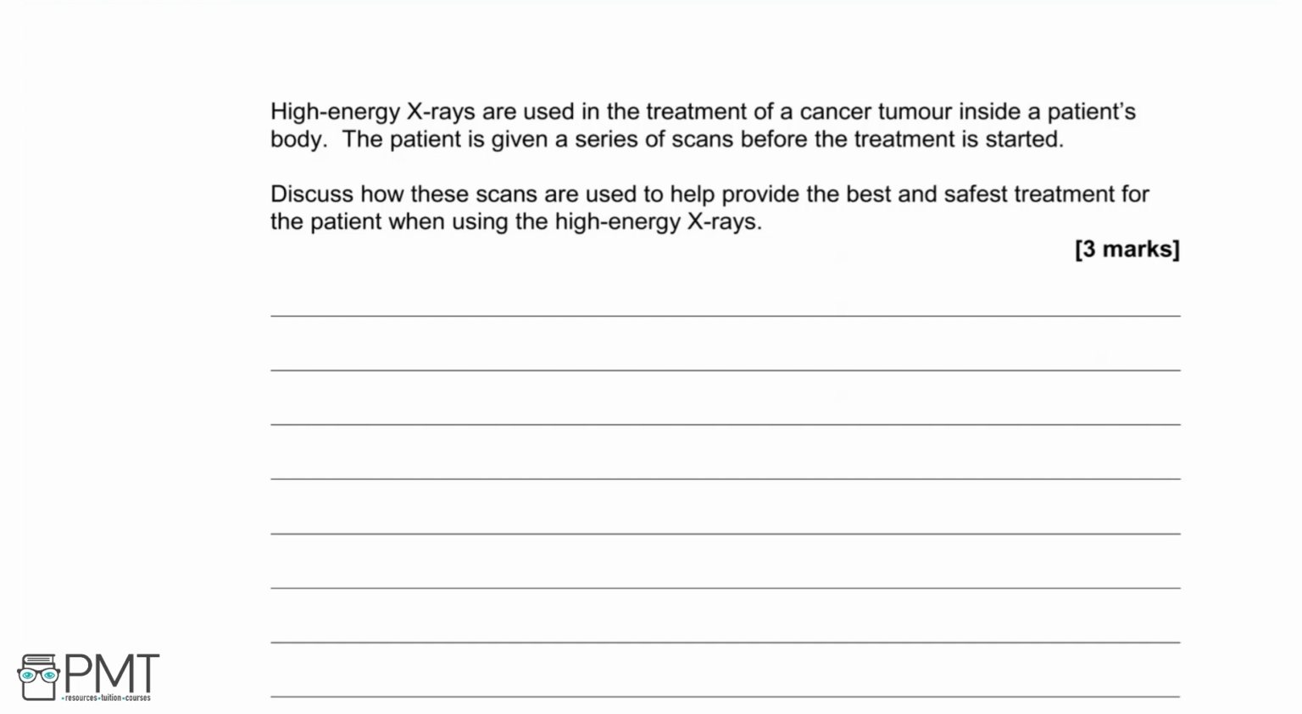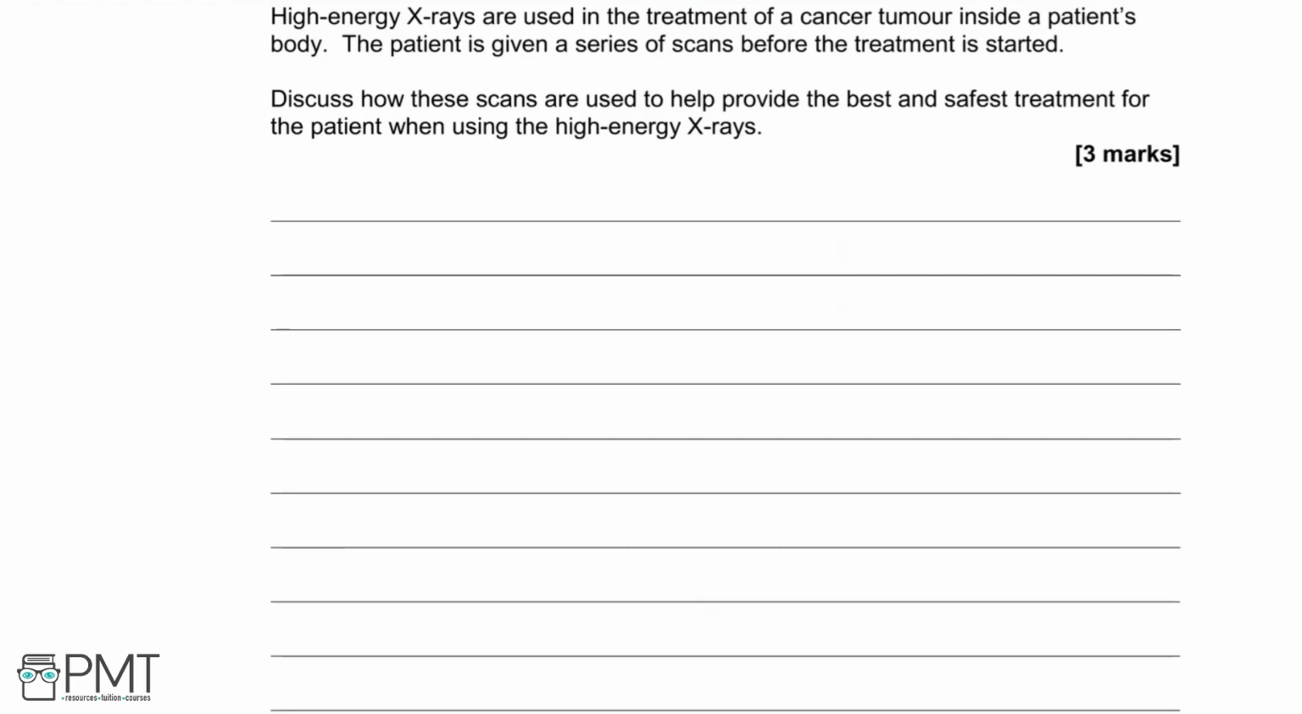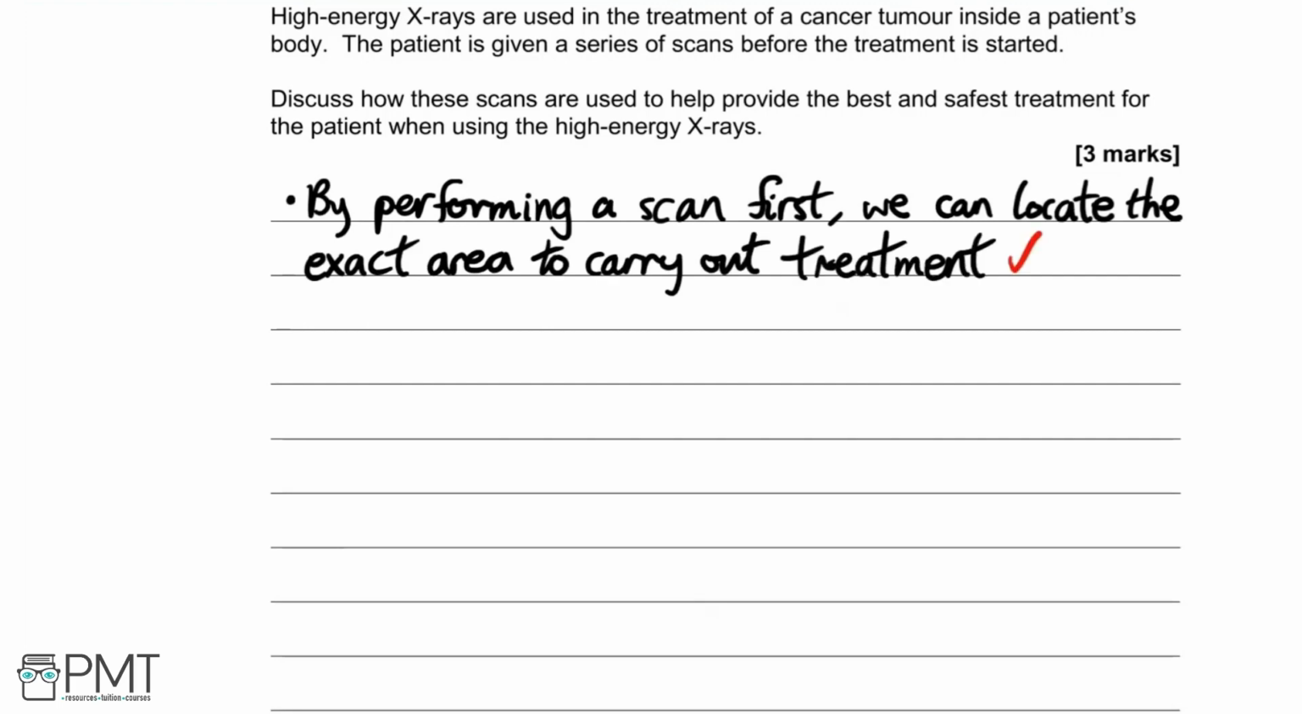I'm going to write them all down, and then it's just a case of choosing 3 to get the 3 marks. So the first one is that we can be precise about where we're applying treatment by doing a scan first. Another point that we can make is that we can use the correct X-rays in terms of their energy to treat the right size of tumour.